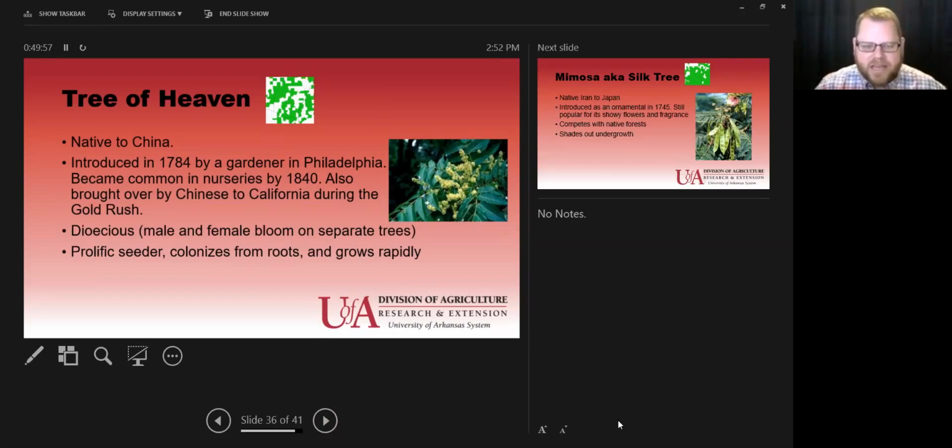So this is a dioecious tree, which means that it has a female tree and a male tree, such as ginkgo biloba is also the same way. What we see with this is that it is a prolific seeder, and it doesn't have to have a male and a female, but they also can colonize from roots, and they grow incredibly fast. So Tree of Heaven is on our invasive list here in Arkansas. We don't have a long list, but Tree of Heaven is quickly becoming a big nuisance in this state.